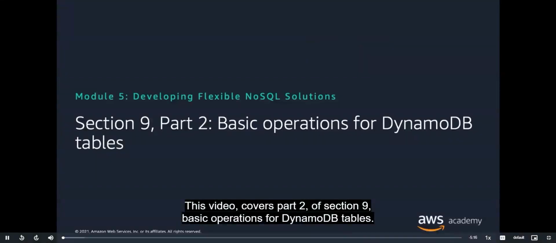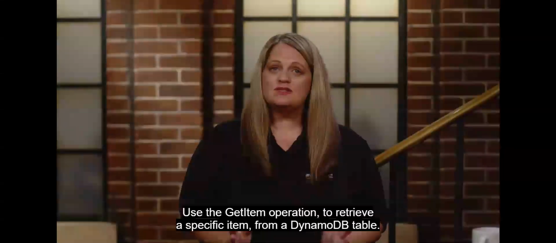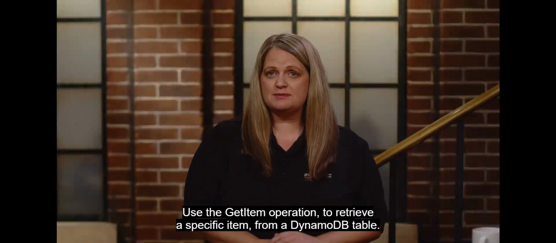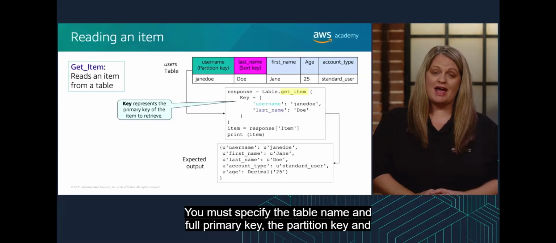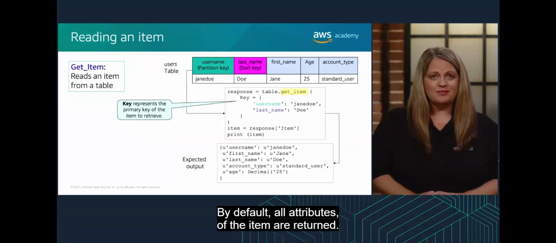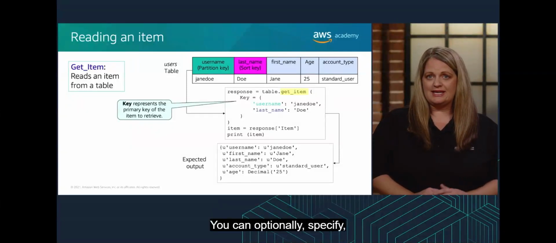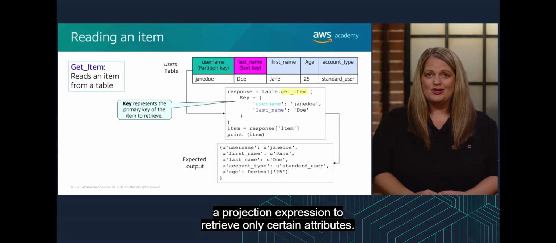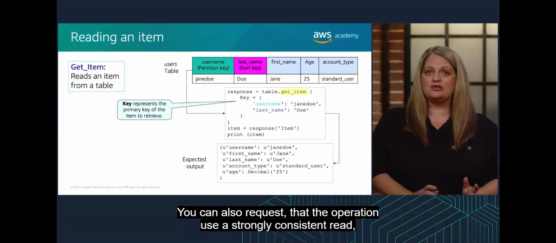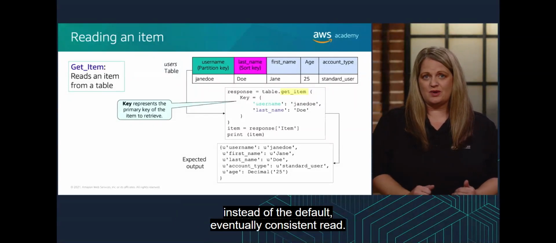This video covers part 2 of section 9, basic operations for DynamoDB tables. Use the getItem operation to retrieve a specific item from a DynamoDB table. You must specify the table name and full primary key, the partition key and sort key if it exists. By default, all attributes of the item are returned. You can optionally specify a projection expression to retrieve only certain attributes. You can also request that the operation use a strongly consistent read instead of the default, eventually consistent read.